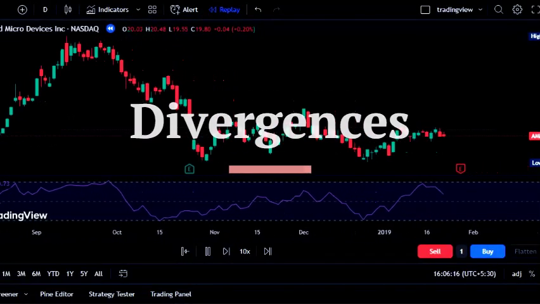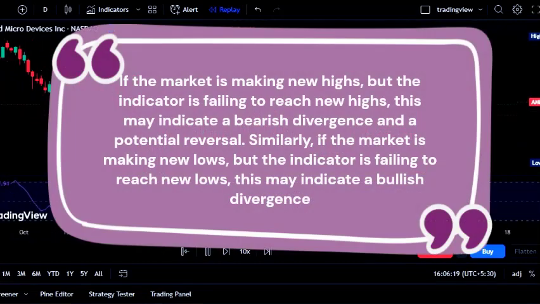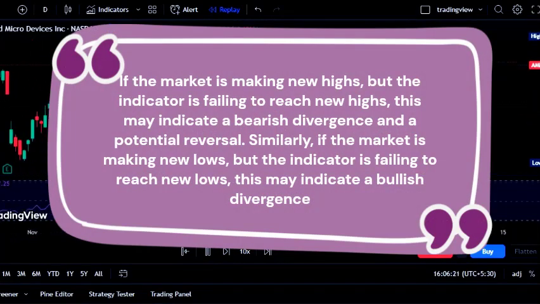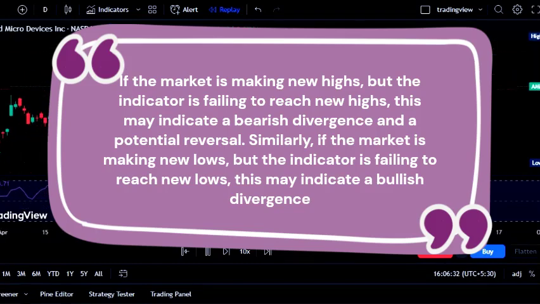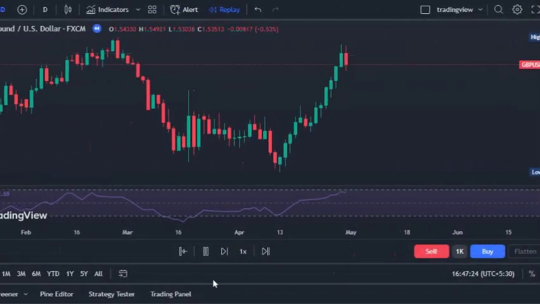Second, divergence. If the market is making new highs but the indicator is failing to reach new highs, this may indicate a bearish divergence and a potential reversal. Similarly, if the market is making new lows but the indicator is failing to reach new lows, this may indicate a bullish divergence and a potential reversal. Here is how it works.